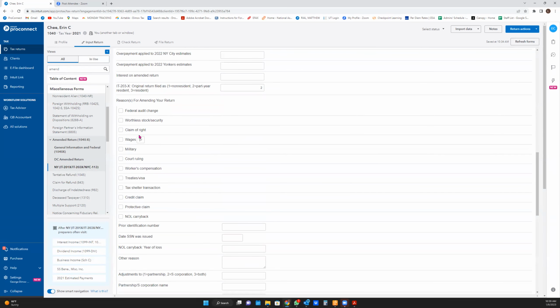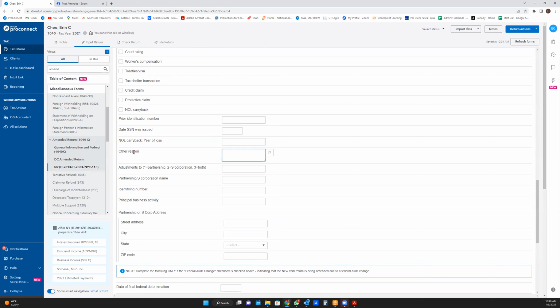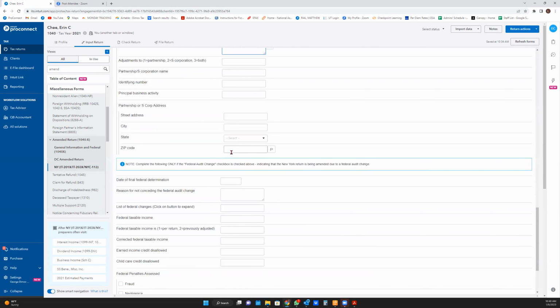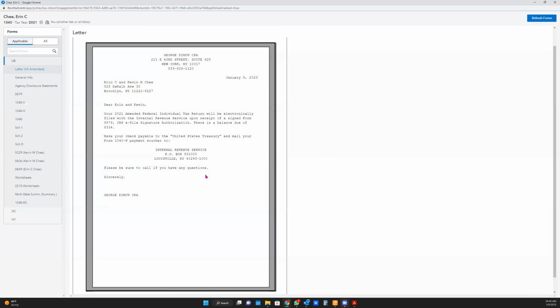Certain states require a reason to be filled out. Let's say we click wages. States like California will not allow you to electronically file unless you specify the reason. And where it says other reason, you can also type in an explanation besides the federal one. To make sure that we have everything in New York that we need.